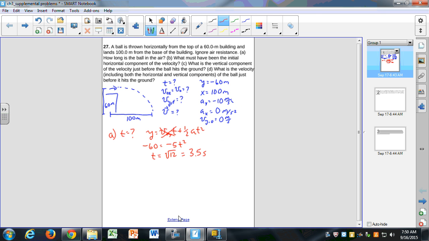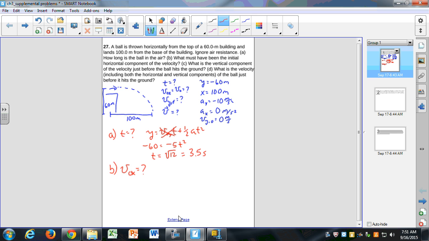How do I find the velocity in the x direction? I know that it takes 3.5 seconds for this object to travel this distance. How do I find the distance in the x direction? Or excuse me, the velocity in the x direction. Right. Lazarus, what did you say? Just said what he said.